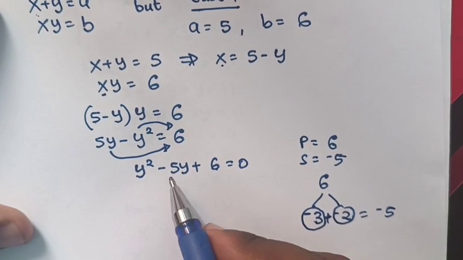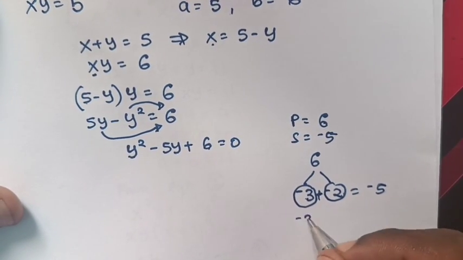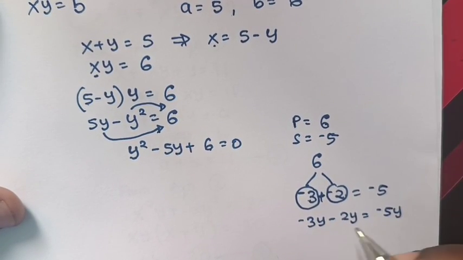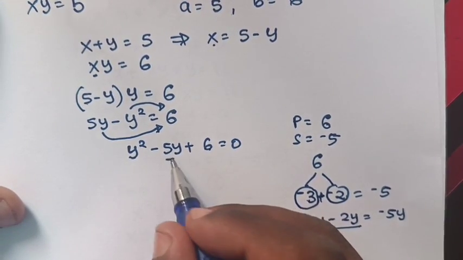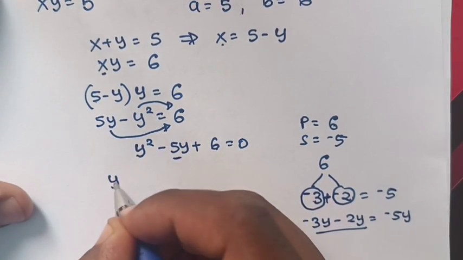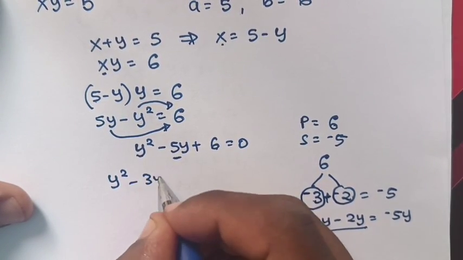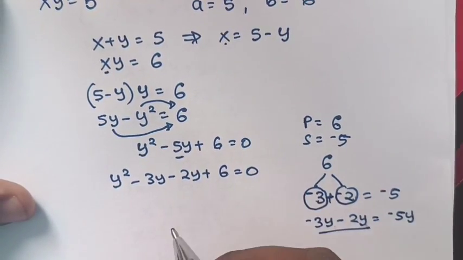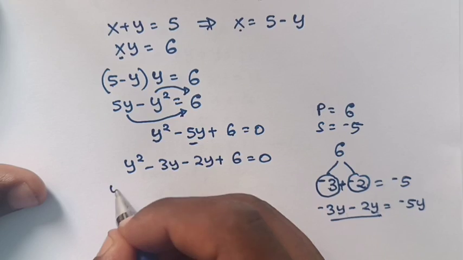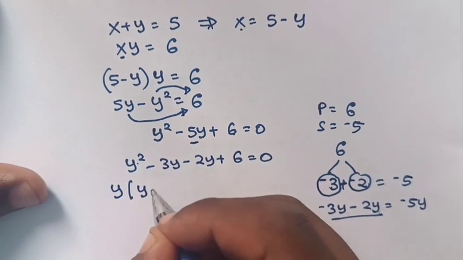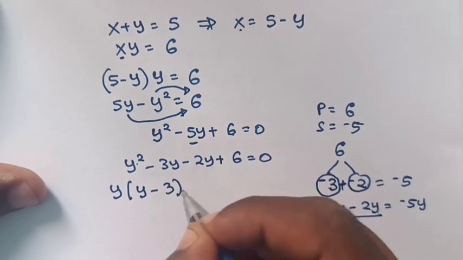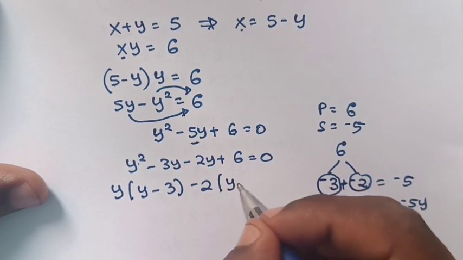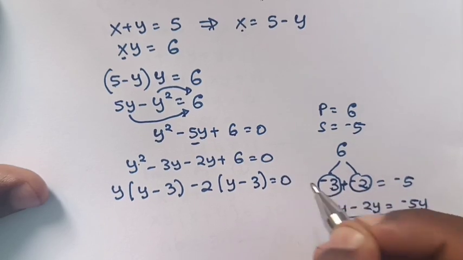So it means to get negative 5y is the sum of negative 3y and negative 2y, which is equal to minus 5y. So we substitute this into here. Then our equation will be y squared minus 3y minus 2y plus 6 is equal to 0. Here y is common. Out of the bracket, this divided by this is y, this divided by this is minus 3. Here negative 2 is common. This divided by this is y, this divided by this is minus 3, is equal to 0.